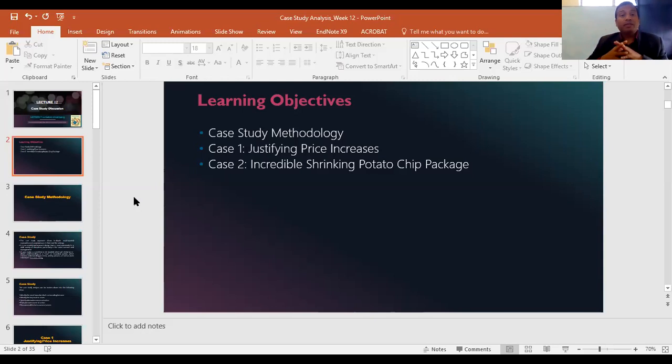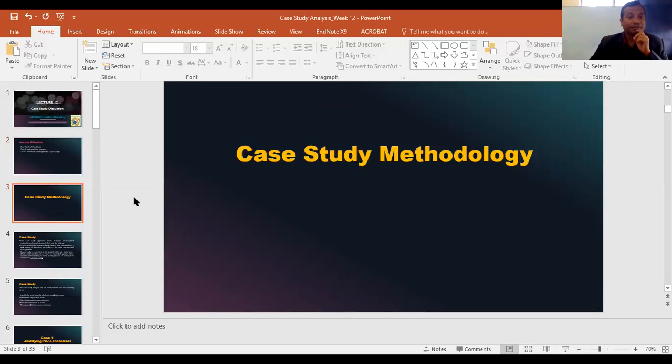Okay, so we'll start with the case study methodology. Do you think it is a method in social science and management study? Yes, the case study has been adopted as a systematic way of analyzing a particular business scenario, particular business cases. So it's a kind of business methodology. So let's go through the case study methodology first.